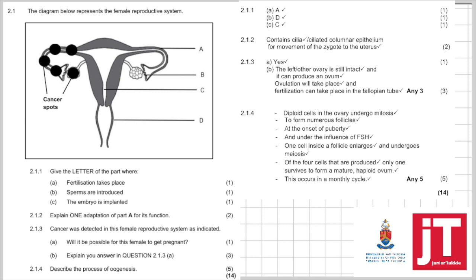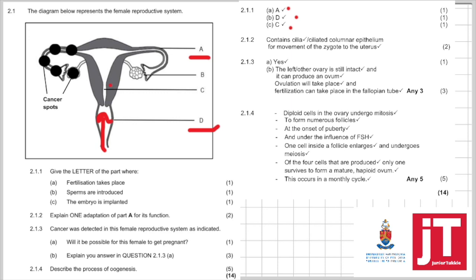2.1. The diagram below represents a female reproductive system. 2.1.1. Give the letter of the part where fertilization takes place. Now we know fertilization takes place in the fallopian tube. And here, what's the letter where fertilization takes place? That's A. Give the letter of the part where sperms are introduced. Now we know sperms are introduced in the vagina, and here's the vagina, so your answer is D. Give the letter of the part where the embryo is implanted. The embryo is always implanted in the uterus. So, your only label that it will apply to is obviously C.